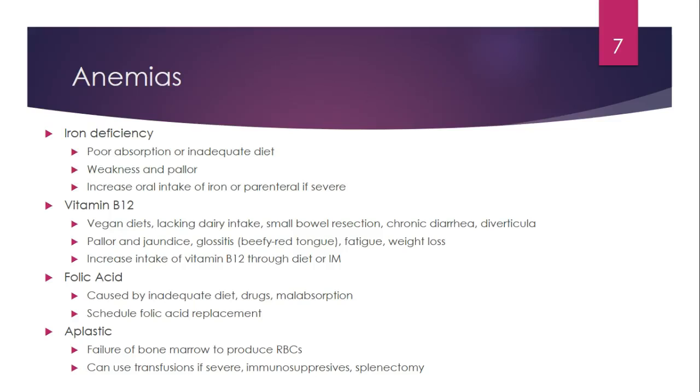And lastly here, aplastic anemia is failure of the bone marrow to make cells. We can transfuse if severe. We can do immunosuppressants if the body is reacting and killing those cells. And then if we are having lots of damage to those cells from the spleen, if they're going through the spleen and getting chewed up, so to speak, then we can take out that spleen.